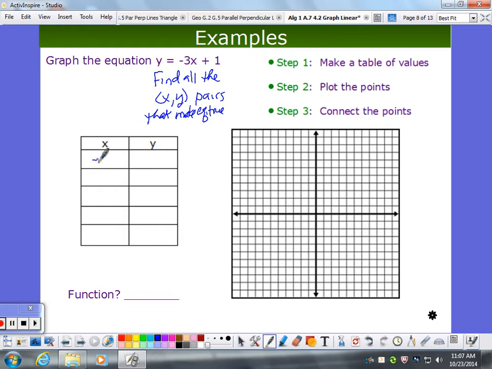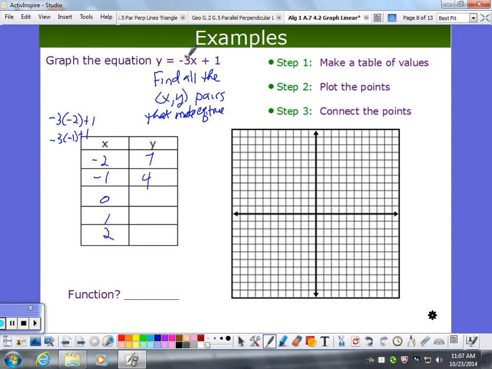Now again, I like the -2, the -1, the 0, 1, 2. It doesn't have to be, but it is nice to see what's happening on the negative side of the axis, what's happening at 0, and what's happening on the positive. So we're going to plug that in. -3 times -2 plus 1. Negative times negative is positive, right? So 6 plus 1, 7. Plug in a -1. -3 times -1 is 3 plus 1, 4, right?